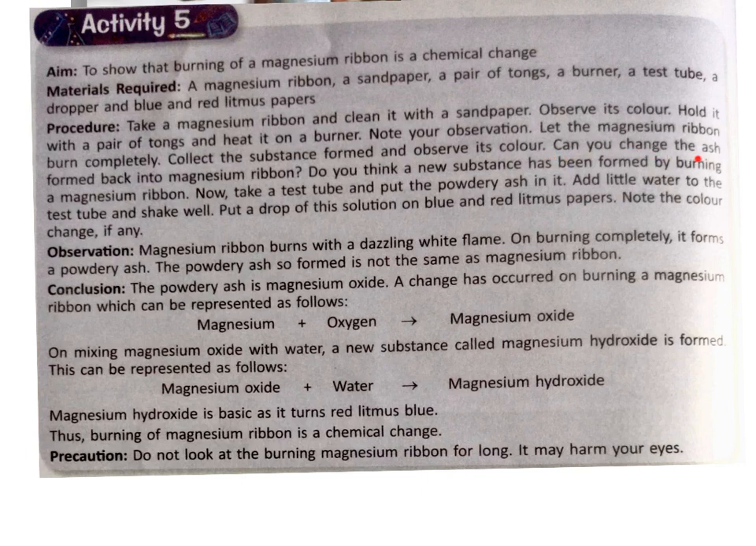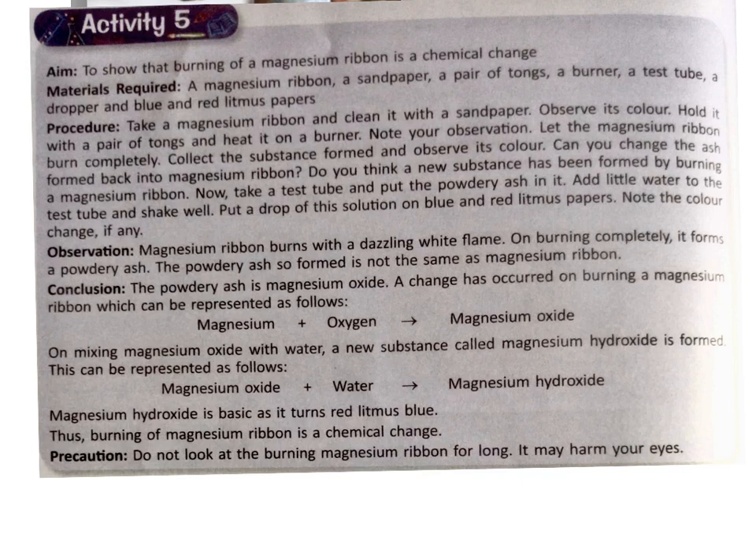Can you change the ash formed back into magnesium ribbon? Do you think a new substance has been formed by burning a magnesium ribbon? Now take a test tube and put the powdery ash in it. Add a little water to the test tube and shake well. Put a drop of this solution on the blue and red litmus paper. Note the color change, if any.